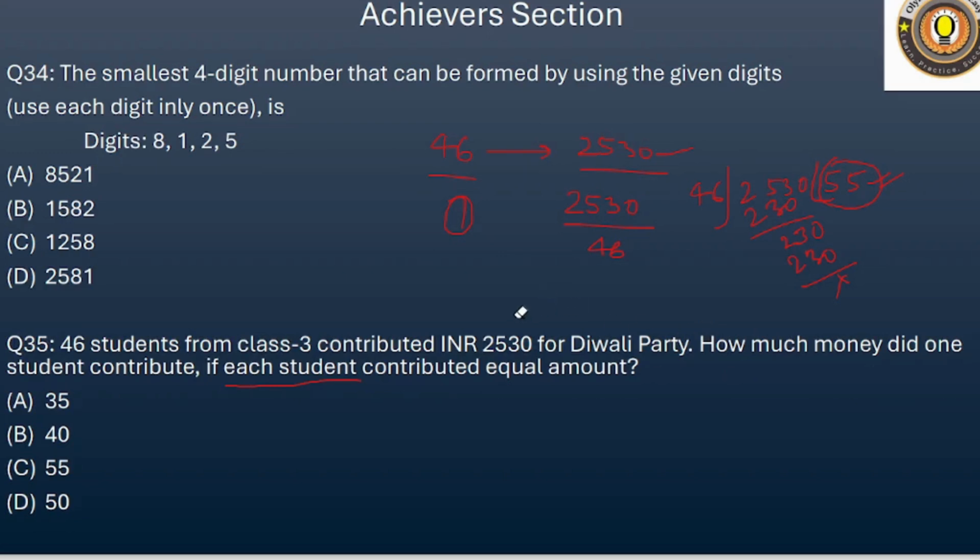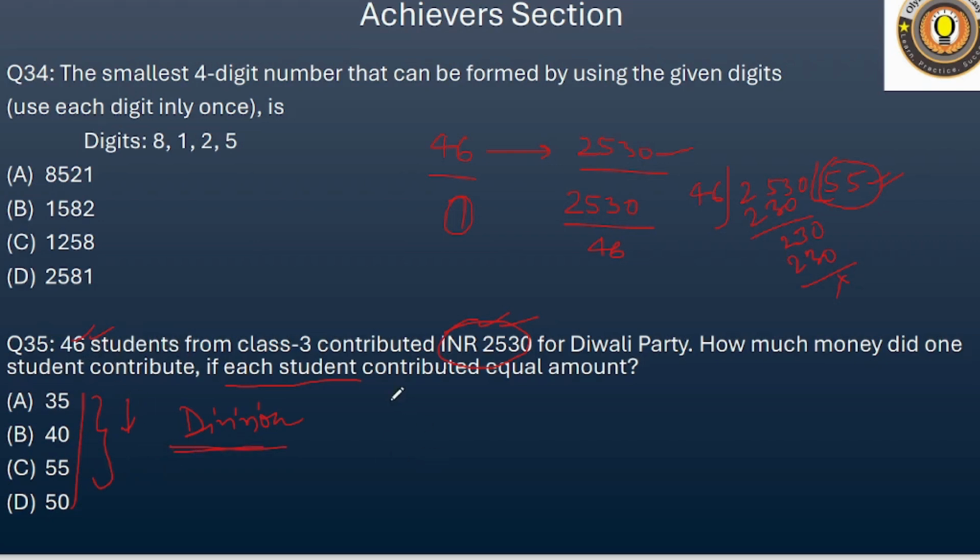I would like to give a trick to you here. Just see, the amount is given, options are there. If the option values are lower than the given number, it will be division. Divide the total amount by the total number of students. You will get it. So if the options are lesser, it is division. When it is more, it should be multiplication.